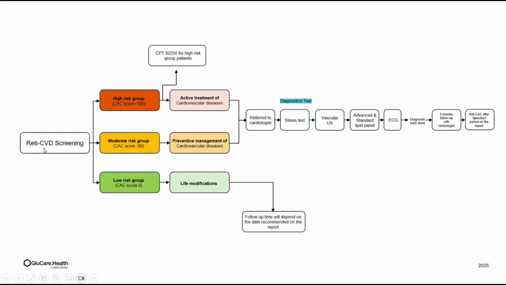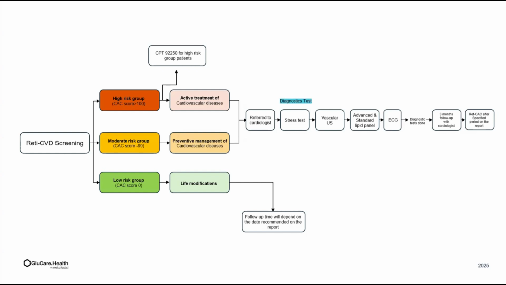So after the screening of the retina CVD for the low-risk patients, we will continue with routine care and lifestyle optimization. As per protocol, all the patients that are in the moderate and high-risk group will be referred to cardiology. And there, I will just run some other exams in case they are necessary.